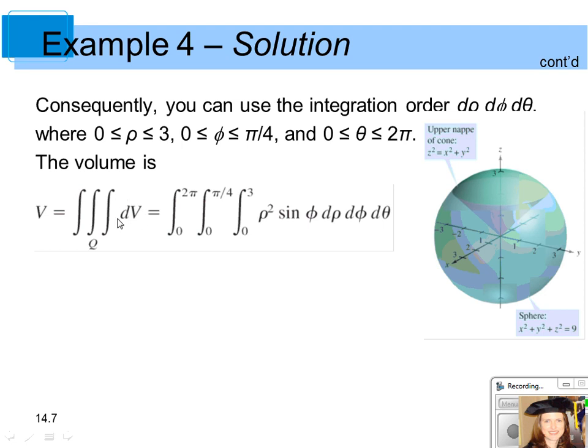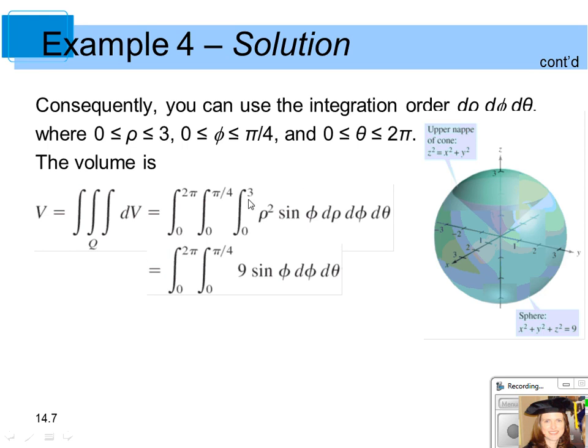So the triple integral for the volume of a region Q is a triple integral of dV over Q, and when converting to spherical coordinates, the dV is replaced with rho squared sine phi d rho d phi d theta. Our bounds for rho, the inside differential d rho, go from 0 to 3. The next bounds are for phi. Phi goes from 0 to pi over 4, and then theta goes from 0 to 2 pi.